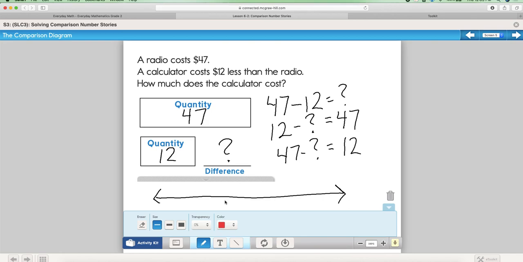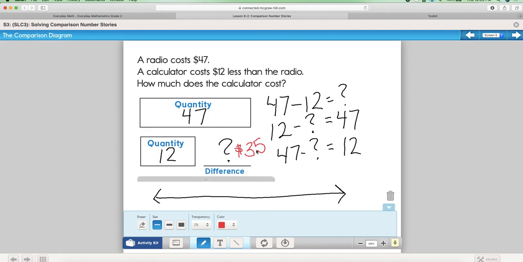What did you get as your answer? How much does the radio cost? What did you get as your answer to your math problem? I see it on your board. What number do you have? $35. Okay? $35 is how much the calculator costs. Now, I see that you did an open number line. Okay? So let's use your example. How did you do your open number line?